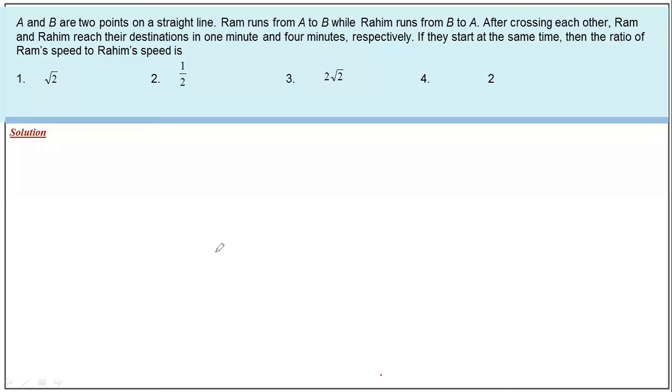A and B are 2 points on a straight line. Ram runs from A to B while Rahim runs from B to A. After crossing each other, Ram and Rahim reach their destinations in 1 minute and 4 minutes respectively. If they start at the same time, then the ratio of Ram's speed to Rahim's speed is which of the following?